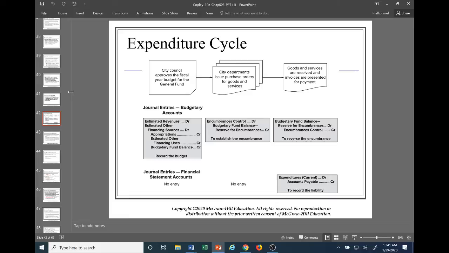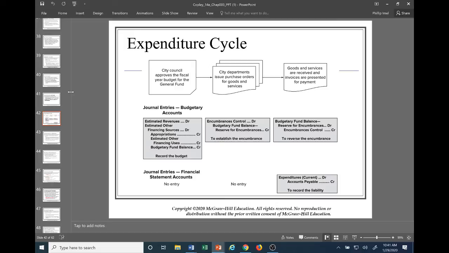Plus estimated other financing uses, which is a credit, right? And then your plug number is going to be your budgetary fund balance. Okay, and that right there is how the balance is expected to change from that being set with that budget.